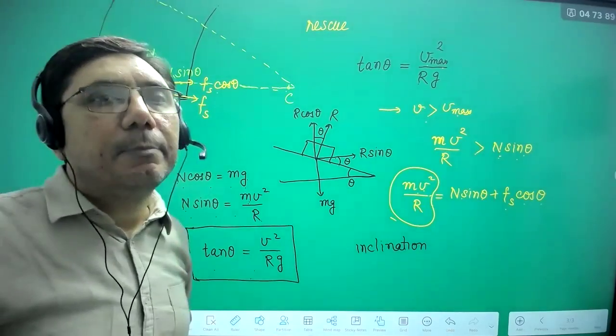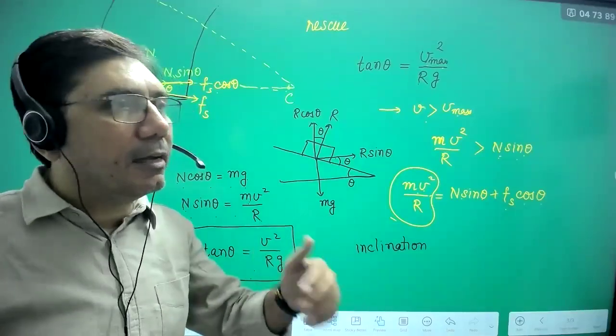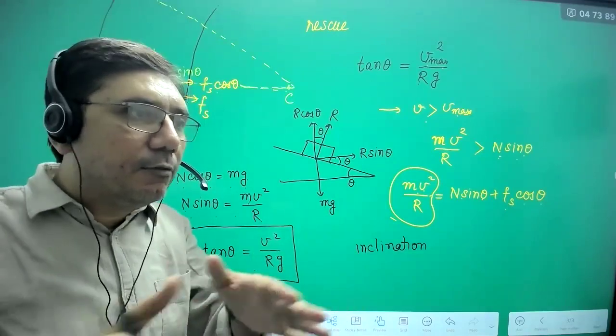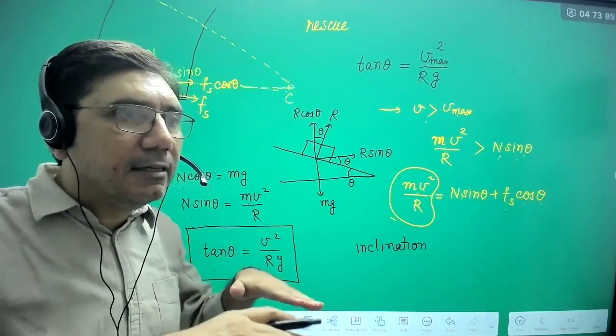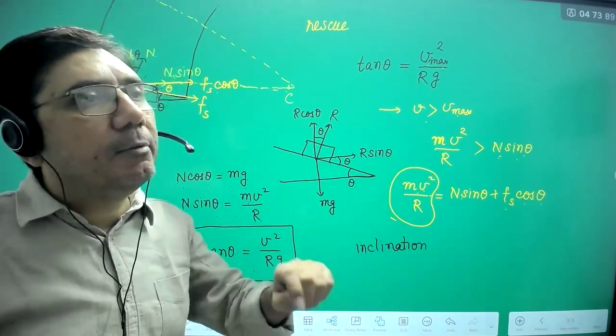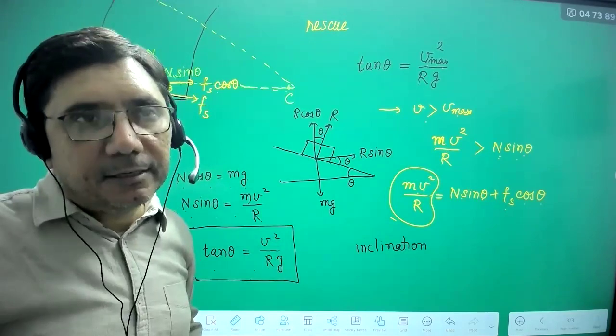Because we don't want to depend upon the friction. What is the problem? Because in mountain areas, okay, snowy weather will be there. So many times you will find a situation when the surface becomes slippery and the friction force will be very less. So we don't want to depend upon that.